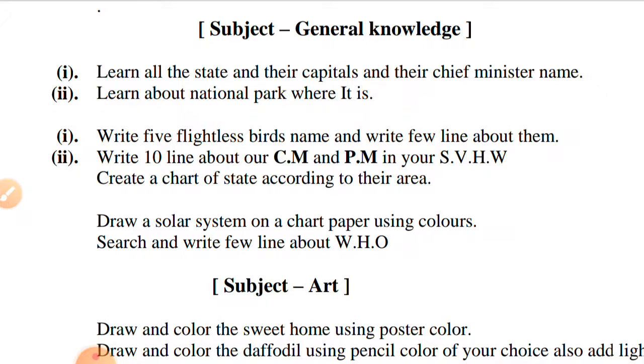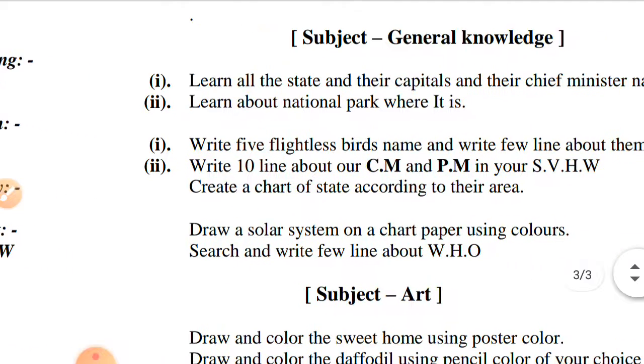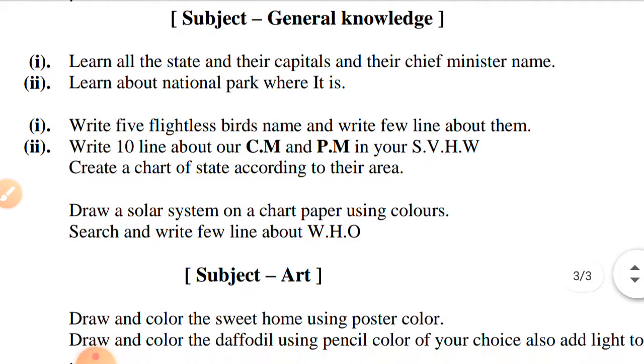Clear? And the second is written activity. In this you have to write 5 flightless birds name and you have to write few line about them. Okay. Second point is you have to write 10 line about our CM and PM in your SPSW copy.